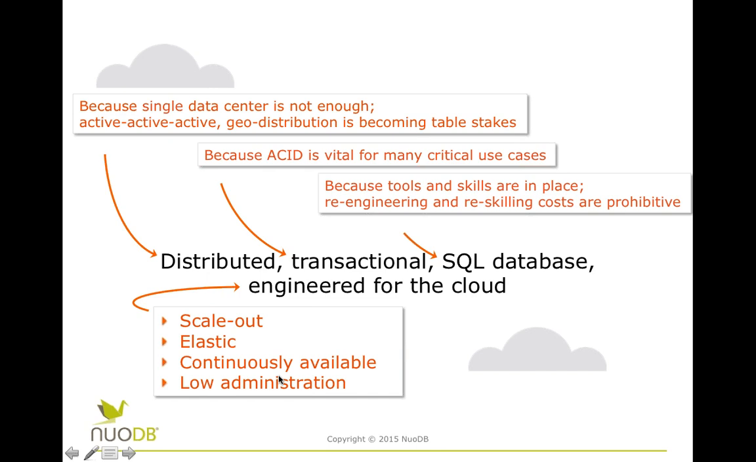As I say, no way to go without it, because ACID is vital and will remain vital for many critical use cases, and the cost of simulating transactional consistency in some other NoSQL databases is very high and can lead you to a requirement for very rare skills and a brittle architecture even so. So scale out, elastic, continuously available, low administration. These are the characteristics of a genuine cloud application.